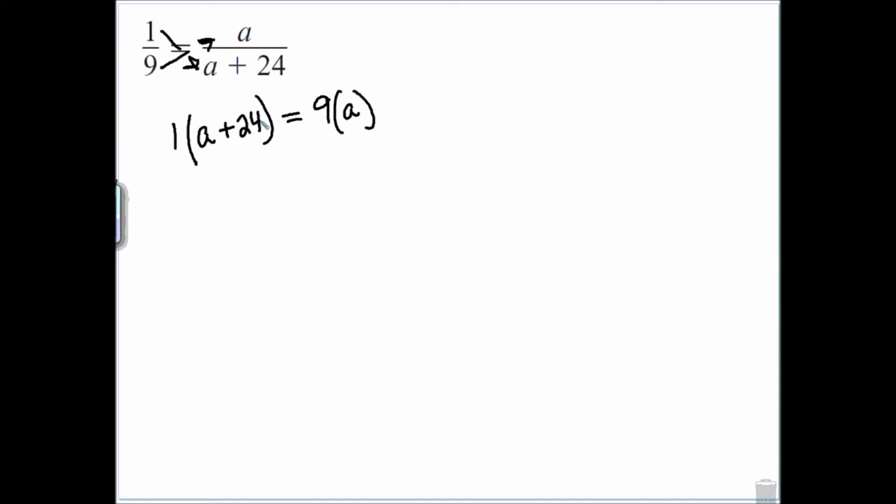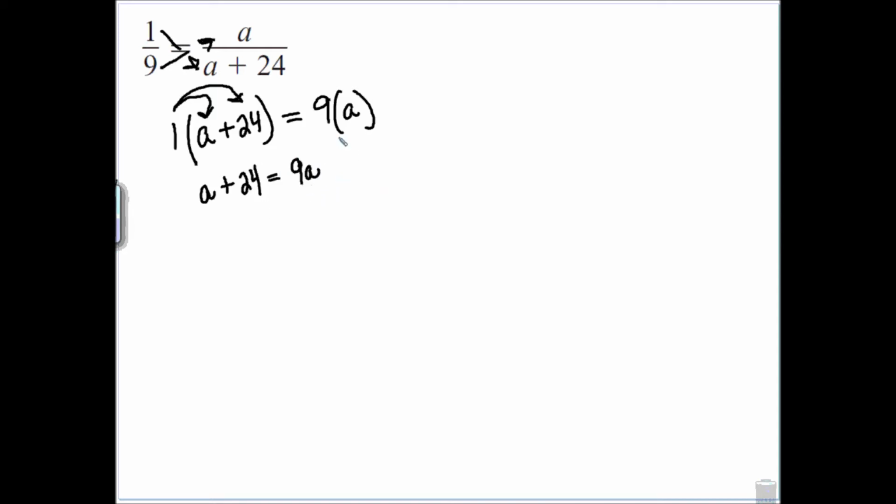Well, this is the distributive property. Because I'm multiplying this one by everything in the denominator, I have to make sure I actually multiply it by everything. So I can use the distributive property, or I know 1 times any number is that number, so I'm left with 1a, or 1 times a, which is a, and 1 times 24, which is 24, is equal to 9a. Now I have variables on both sides. This is an equation involving variables on both sides.